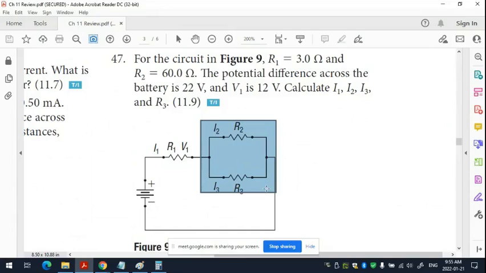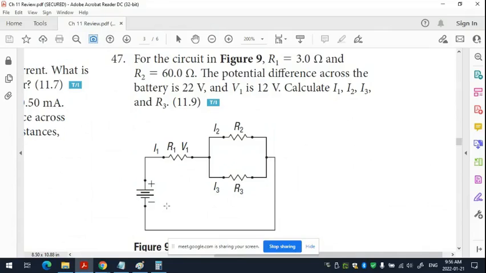Okay. What do we know about this? We know that R1 is how much? 3. R2 is 6. So 60. We know that. Okay. Listen up. How big is this? 22. The difference across the battery is 22. V1 is 12. So how much is left for the entire group? 10. Because remember, 12 here, 10 here gives you what? Do you remember the good news about things connected in a stack? What's the same across all of them?